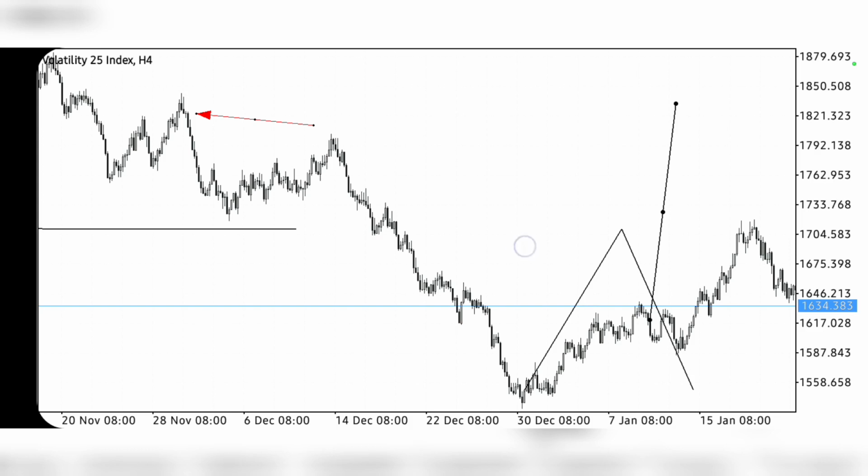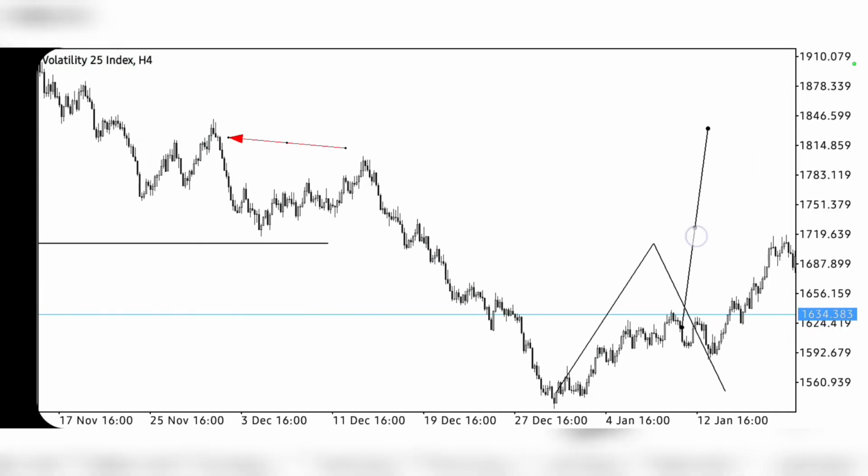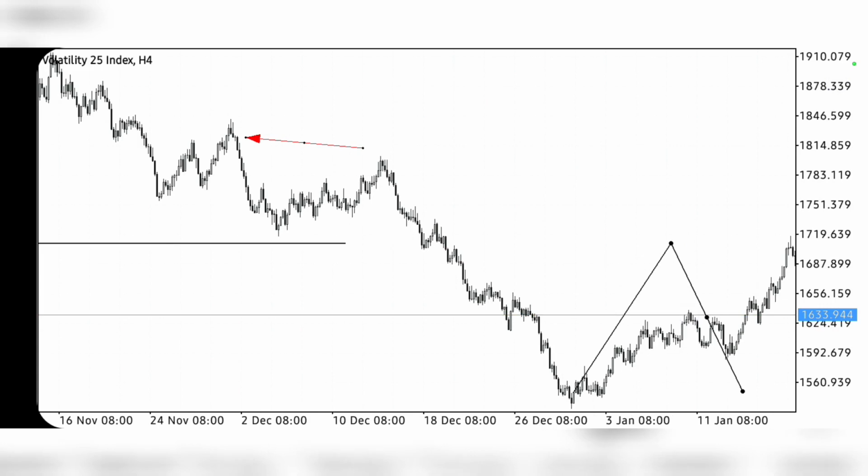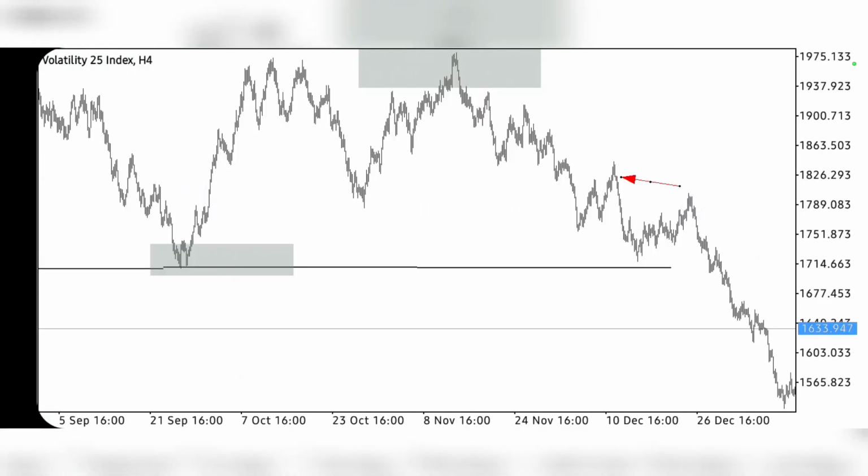Then for the structure range, the importance of structure range is so that you can identify the current move of the market. You can identify the story of the market. You can identify what the market is going to do. That is the importance of structure range.